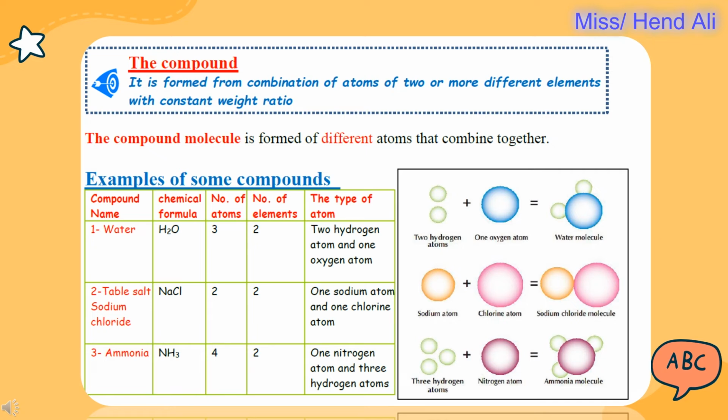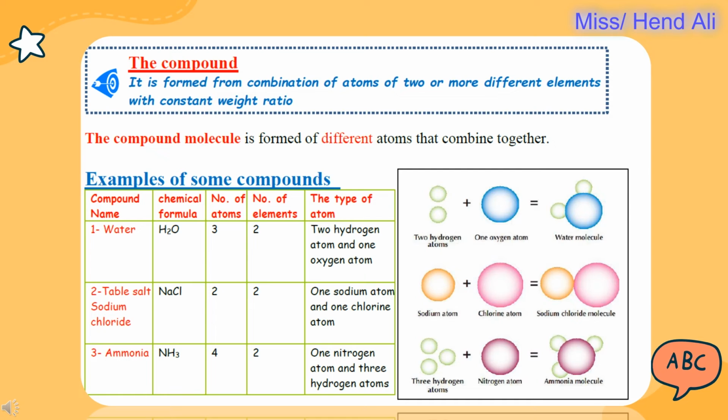Like table salt consists of one sodium atom and one chlorine atom. So it's always one sodium and one chlorine. Ammonia NH3, one nitrogen and three hydrogen atoms. So this is what is meant by constant weight ratio. This means that they have the same weight ratio always. Water always consists of two hydrogen and one oxygen. Table salt always consists of one sodium and one chlorine. Ammonia always consists of one nitrogen atom and three hydrogen atoms.